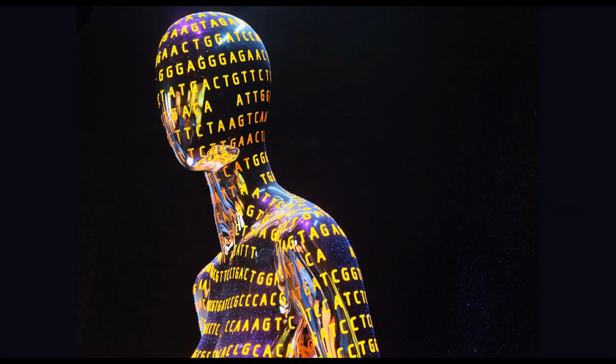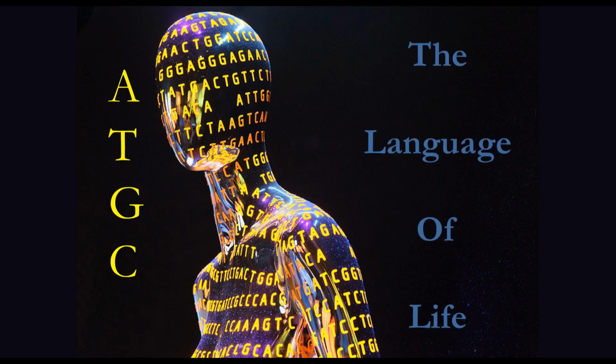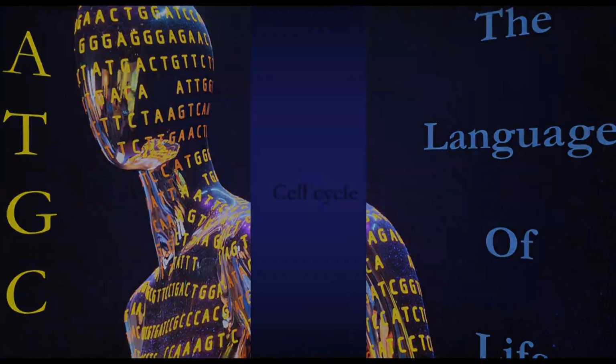This DNA contains the genetic material, which is made up of 4 little molecules called A, T, G and C. This makes up life around us. Well, let's talk about the cell cycle.